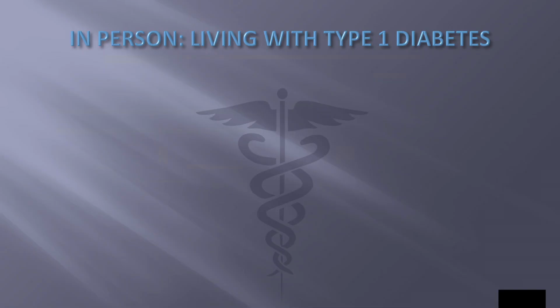Next on page 22, we have a little story. This is In Person: Living with Diabetes. Jake Sheldon has type 1 diabetes, which was diagnosed when he was 8 years old. The following narrative was written by his mother, Ruth Ellen Sheldon.